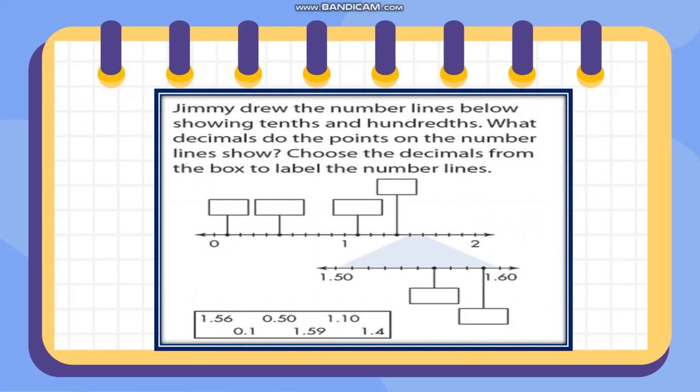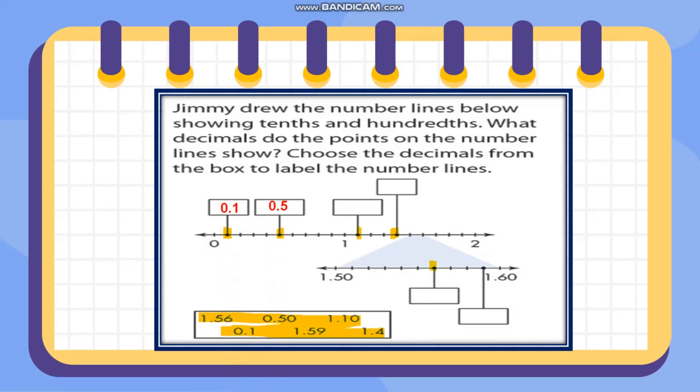Now, Jimmy drew the number lines below showing tenths and hundredths. What decimal do the points on the number line show? Choose the decimals from the box to label the number lines. So these are the given numbers. Where are you going to put this one? So the first one is in between 0 and 1. So after 0, it should be 0.1. Do we have 0.1? Yes. So we have 0.1, 0.2, 0.3, 0.4, 0.5. So 0.5 is the same as 0.50.